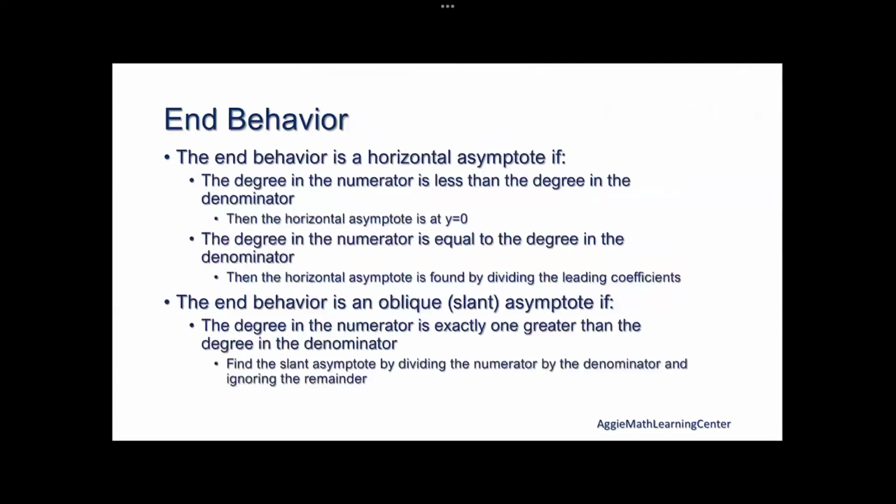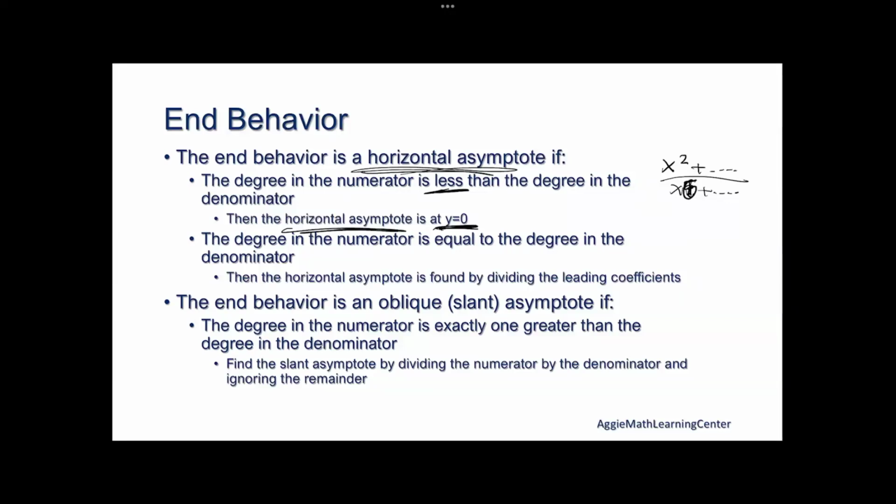Okay, so end behavior. End behavior is when horizontal asymptotes come in. If the degree in the numerator is less than the degree in the denominator, so for example, if we had x squared over x cubed, then the horizontal asymptote is at y equals 0. That's always true. This can change to the 4th or 5th or 6th. It can be any amount higher than the numerator.